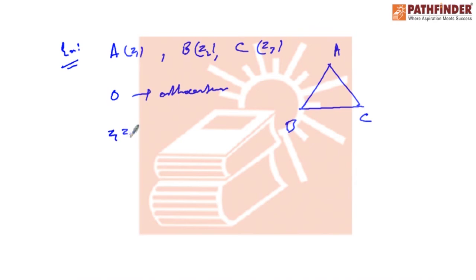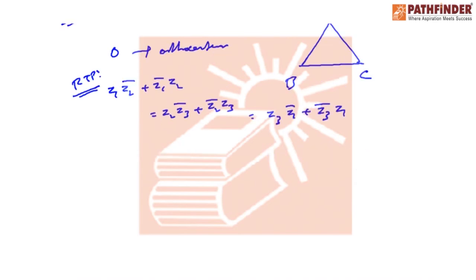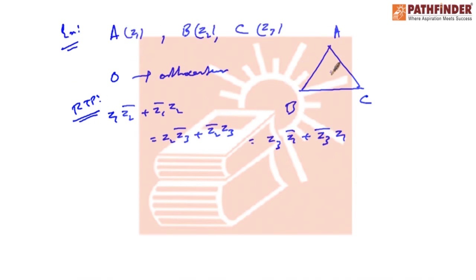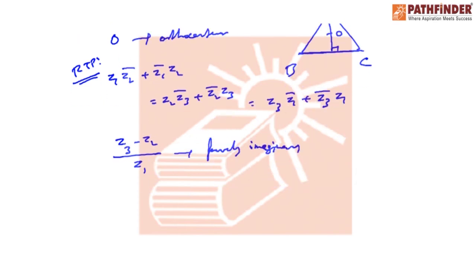Then we have to prove that z1 z2 bar plus z1 bar z2 is equal to z2 z3 bar plus z2 bar z3, which is equal to z3 z1 bar plus z3 bar z1. Now clearly we can see that the angle between BC and AO is pi by 2, and hence z3 minus z2 by z1 is purely an imaginary quantity, and therefore for imaginary quantities what do we have?